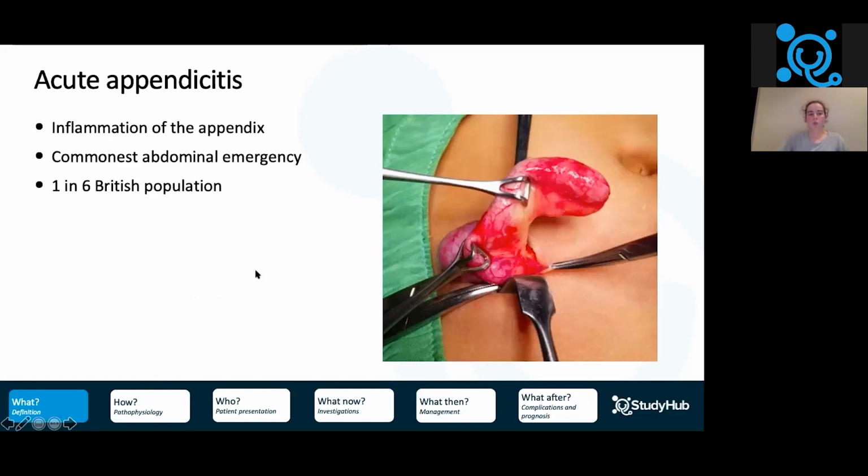So moving on, we'll start talking about acute appendicitis. So this is inflammation of the appendix, and it's the commonest abdominal emergency.